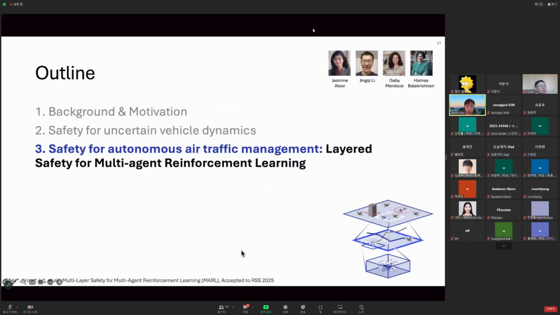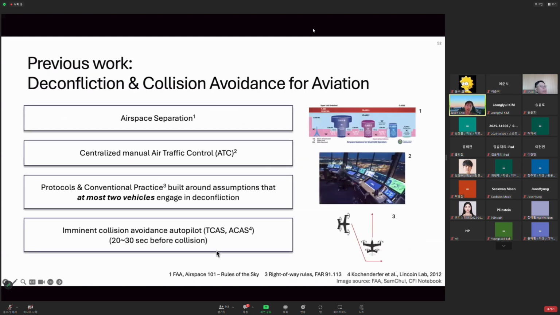Okay, so now I'll move on to this air traffic management part. As you know, the aviation community already has a lot of layers for safety. Starting from airspace separation, centralized manual air traffic control, and then protocols for when two vehicles engage, what do they do? One vehicle should always turn right, things like that. And finally, the imminent collision avoidance module, something like TCAS or ACAS, that are already on board these commercial airliners.